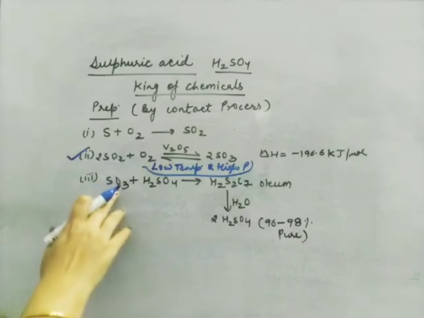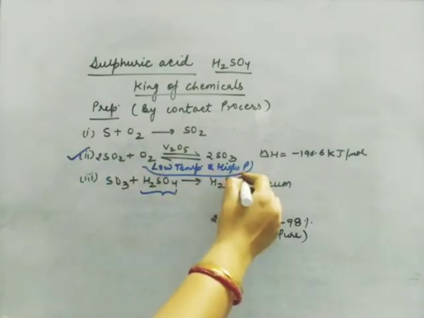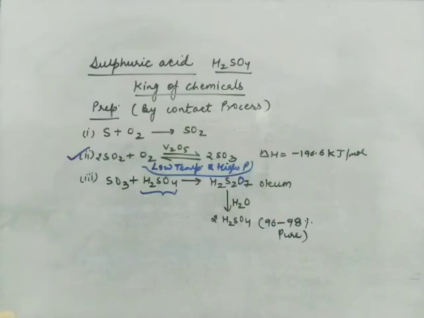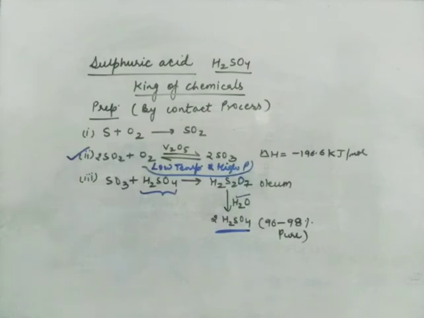Now this SO3 is dissolved in already prepared sulfuric acid to form the oleum first. So oleum is the starting material for the preparation of sulfuric acid. Oleum is first prepared, and this oleum is now diluted with water to form sulfuric acid of required strength. And the sulfuric acid which we are getting here is 96 to 98% pure.